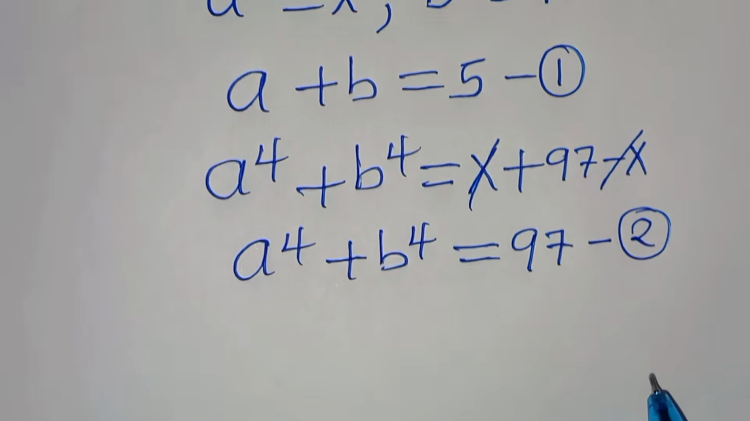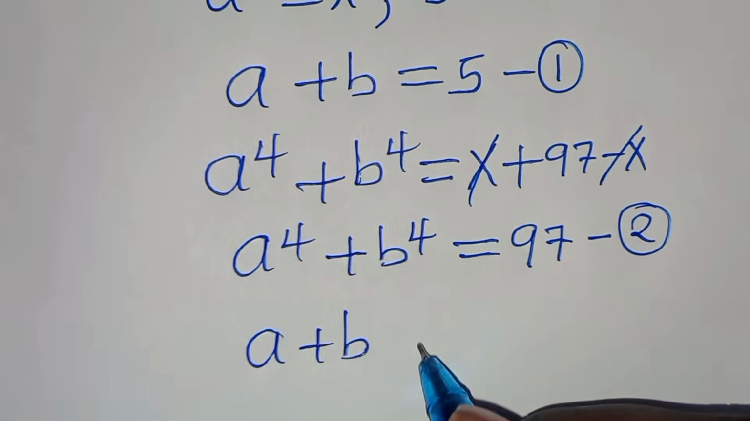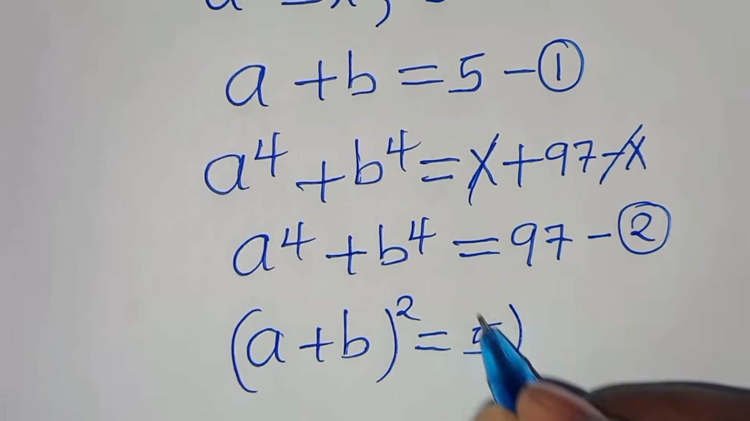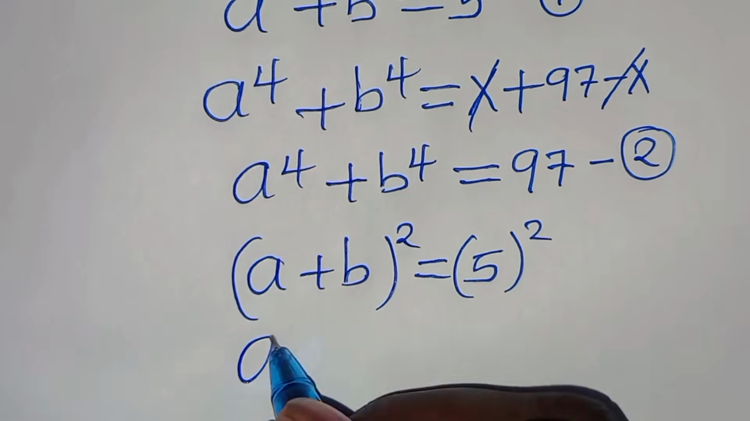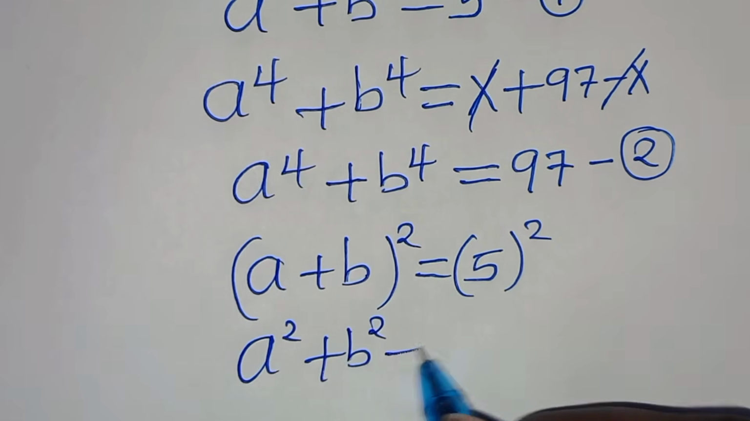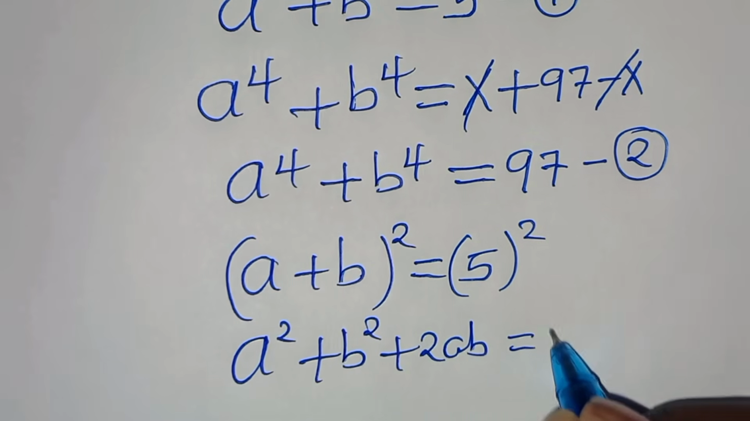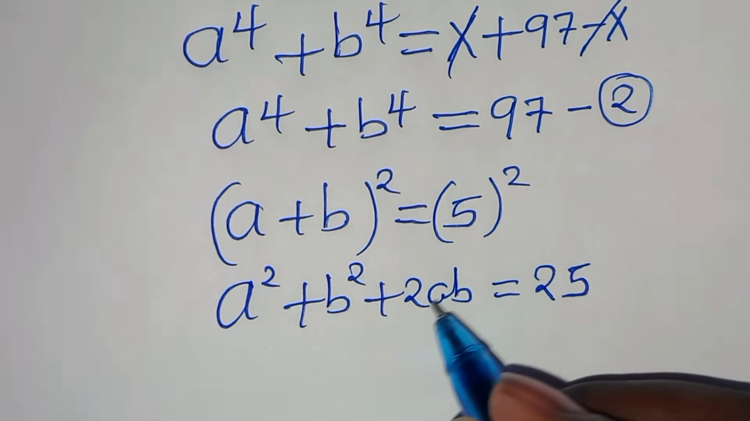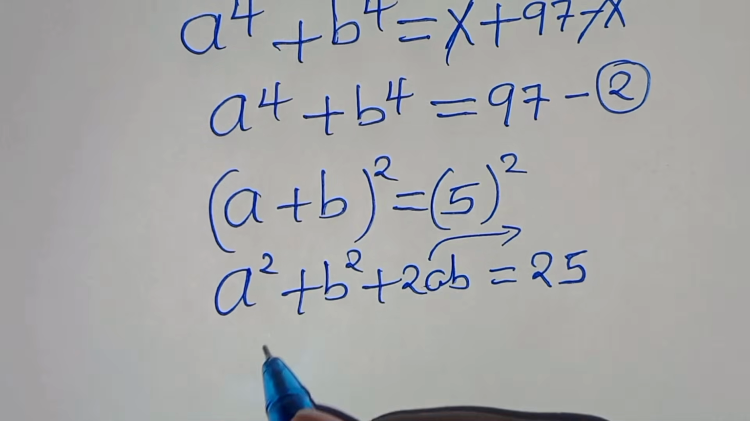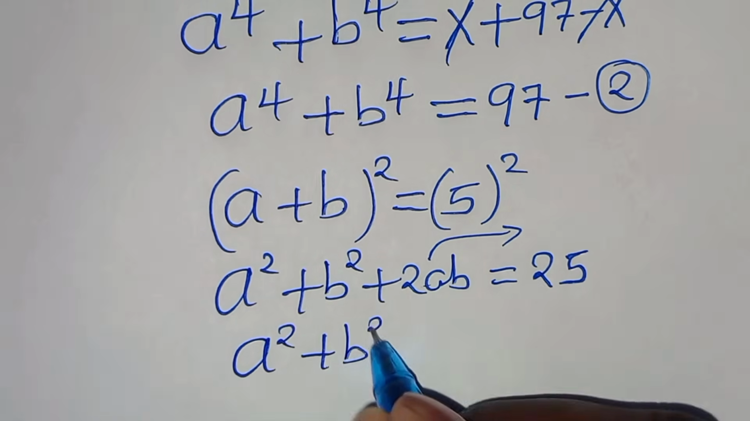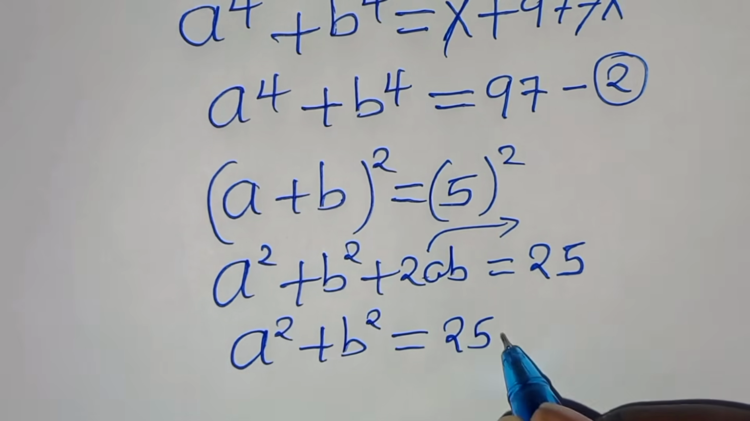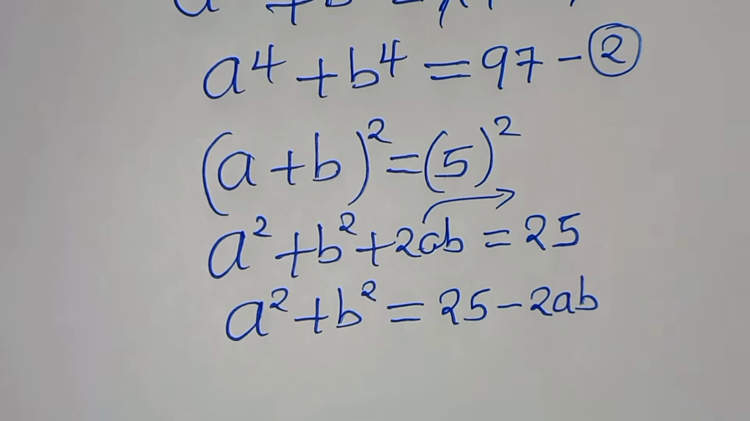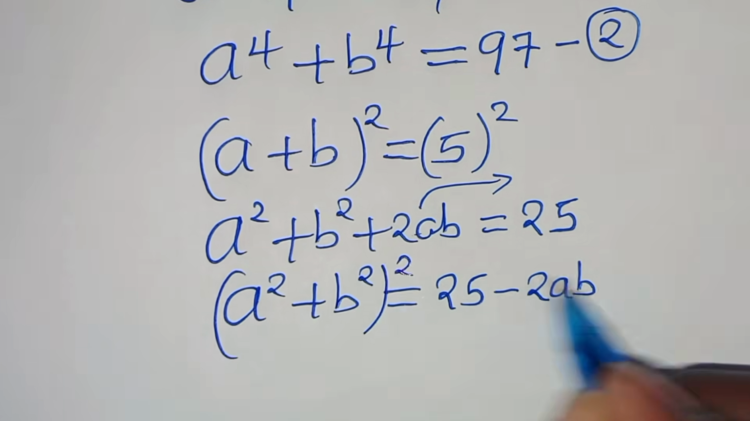Now, from equation 1, which is a plus b equal to 5, let's square both sides. Here we have a squared plus b squared plus 2ab, which is equal to 5 squared, which is 25. Now, the next step is to take 2ab to the right hand side, so that we have a squared plus b squared equal to 25 minus 2ab.